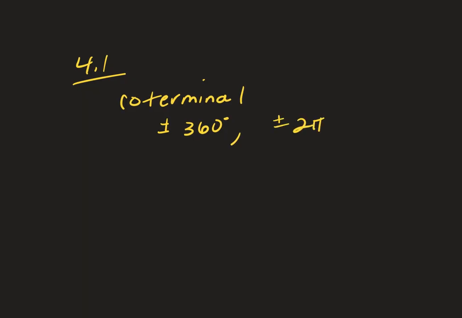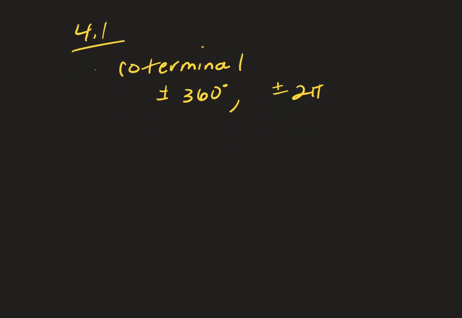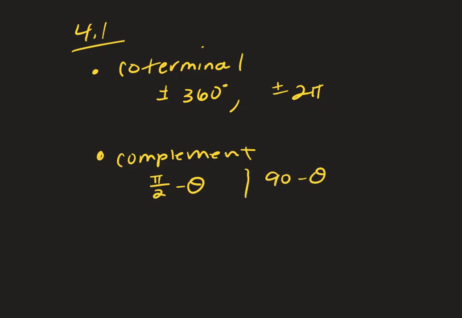It's in 4-1, you've got to know your coterminals. So we're adding and subtracting 360, or we're adding and subtracting 2 pi. We had to know our complement. If it's in radians, we do pi over 2 minus theta. If it's in degrees, we do 90 minus theta.